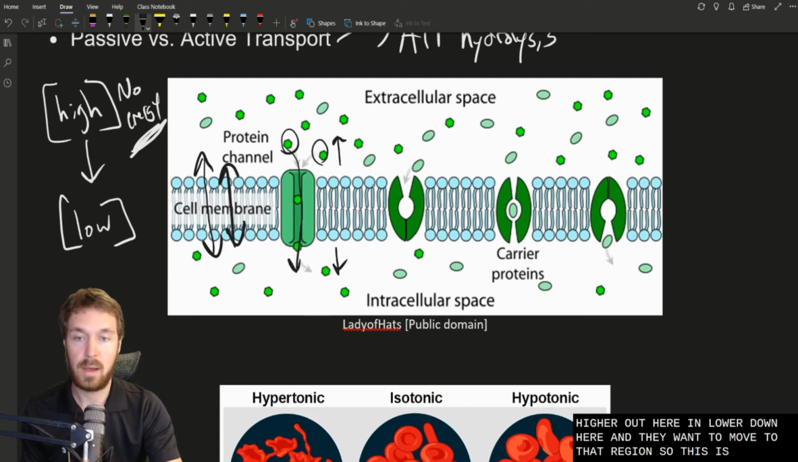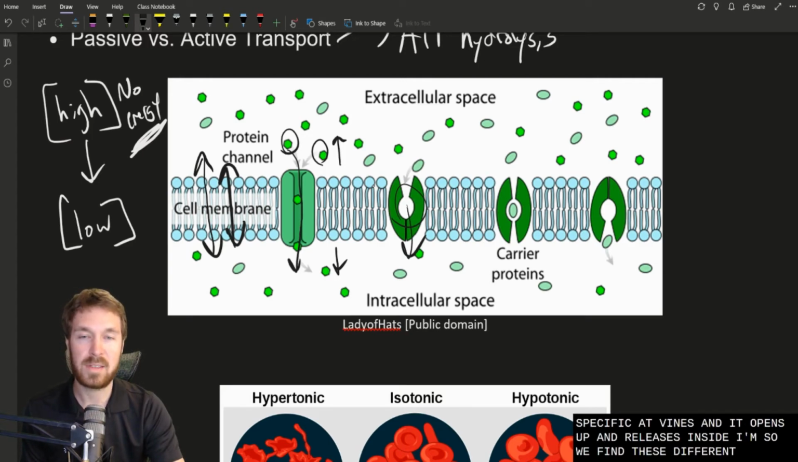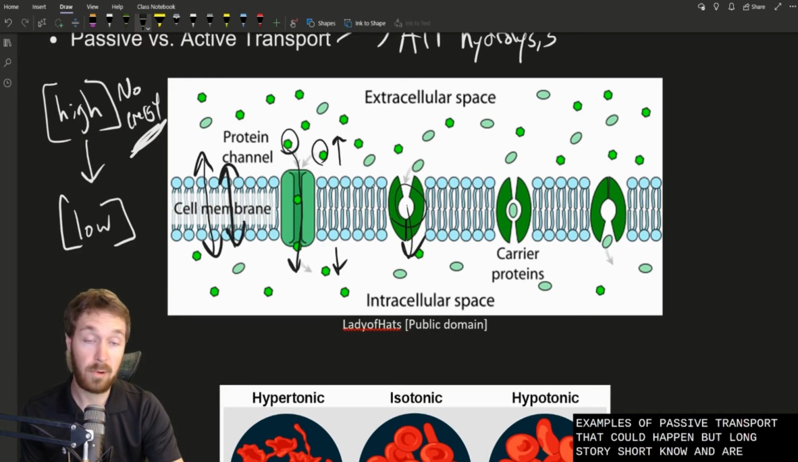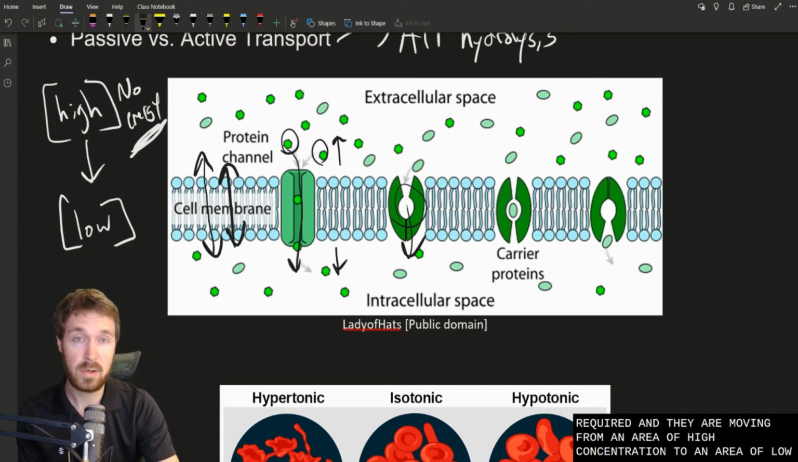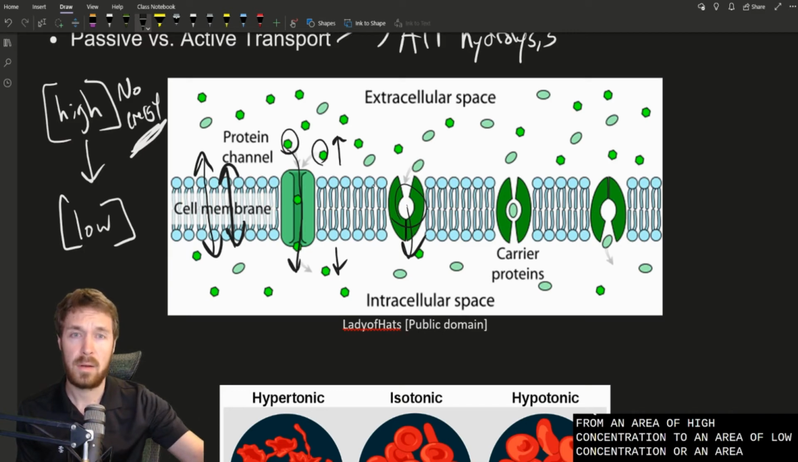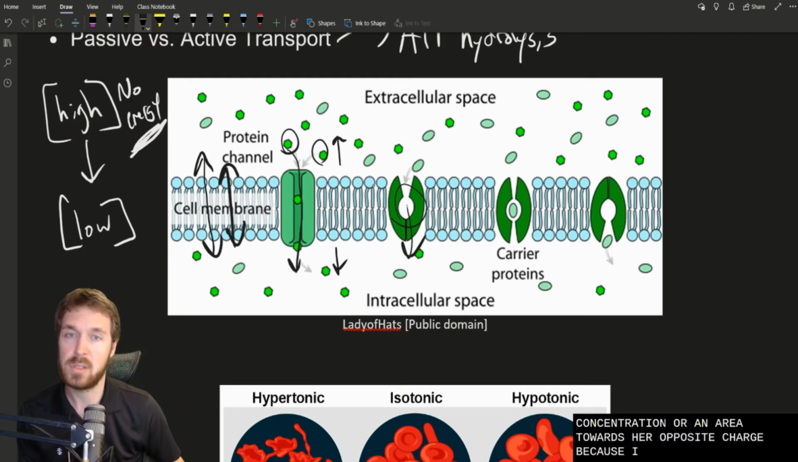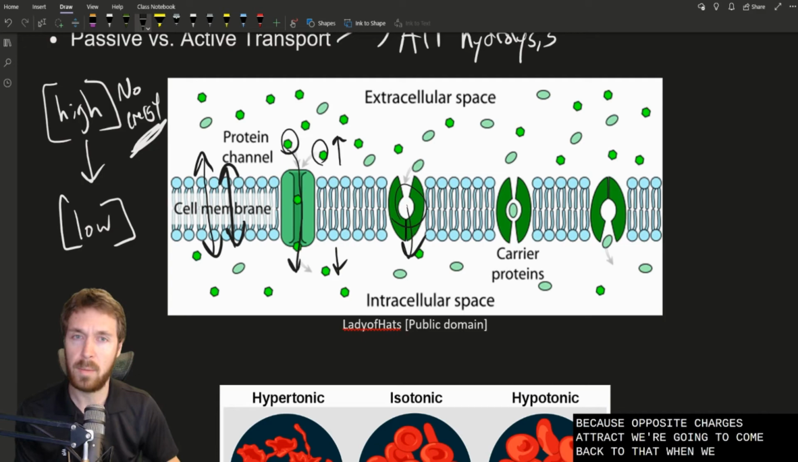This is called a carrier protein. This one is specific. It binds and then opens up and releases inside. So we find these different examples of passive transport that could happen. But long story short, no energy is required, and they are moving from an area of high concentration to an area of low concentration, or towards their opposite charge, because opposite charges attract. And we're going to come back to that when we talk about resting membrane potential. Sometimes there's a chemical gradient and an electrical gradient. That's known as an electrochemical gradient.